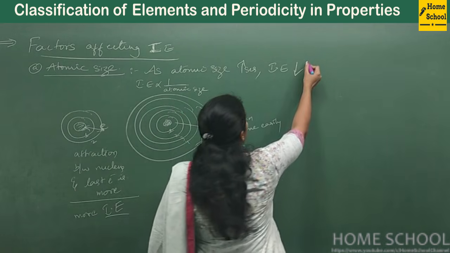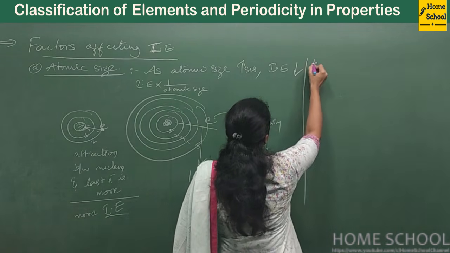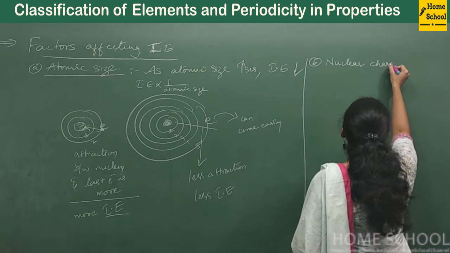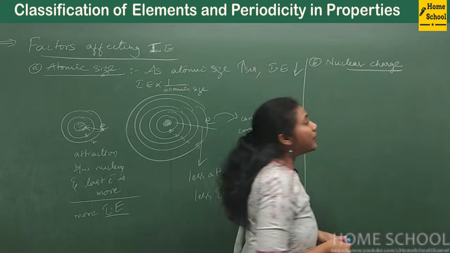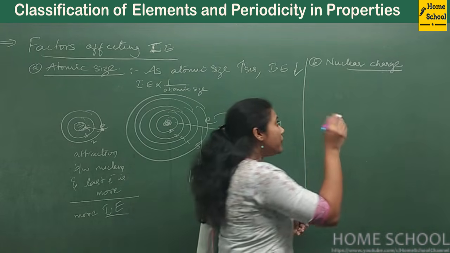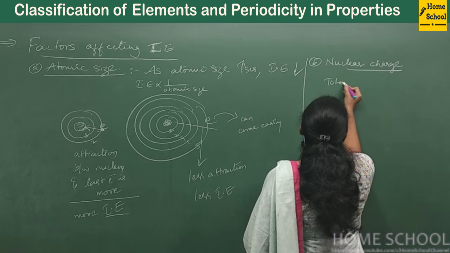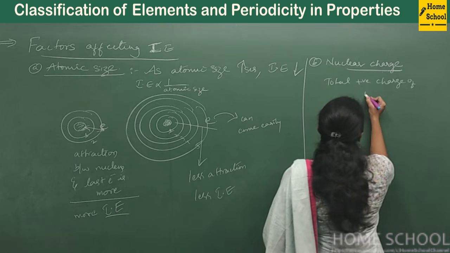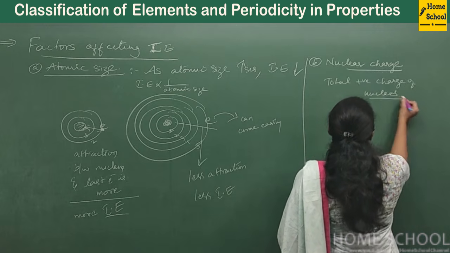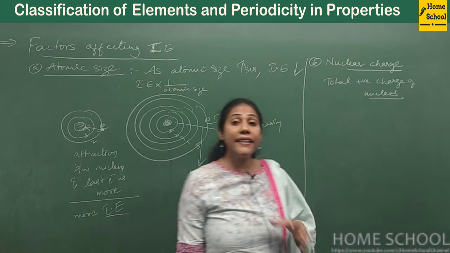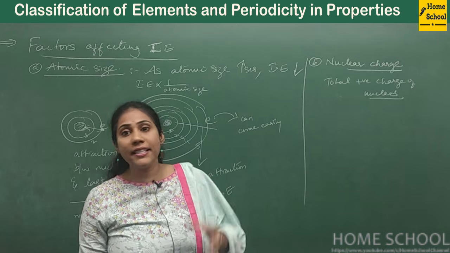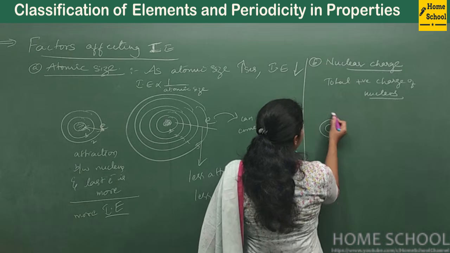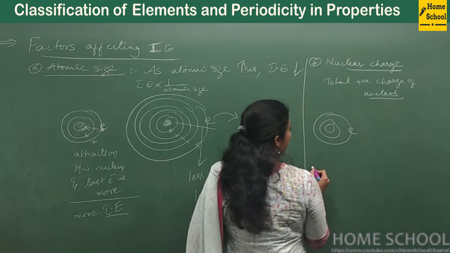Okay, so now let us discuss the second factor, nuclear charge. First, try to understand what we mean by nuclear charge. Nuclear charge means the total positive charge of the nucleus. So who is responsible for the positive charge of the nucleus? It is protons. Okay, the proton is responsible. Say for example, this is one atom. Okay, so where is the electron?